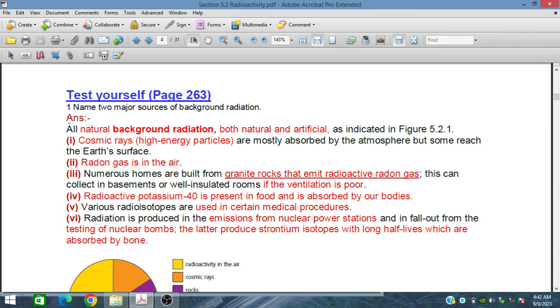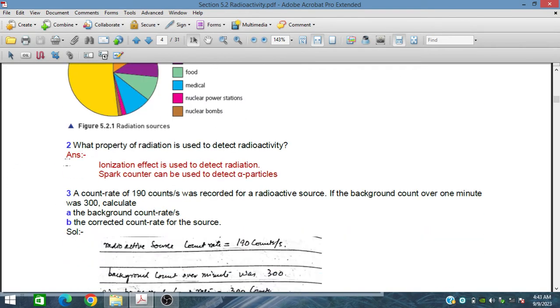Some test yourself questions from page 263 of the Heather Kennett and Tom Deakin book of physics. The two major sources of background radiation are discussed here, both natural and artificial: cosmic rays, radon gas in the air, radioactive potassium present in food, various isotopes used in medical procedures, and radiation produced in the emissions from nuclear reactors. So these are the sources of radioactivity.